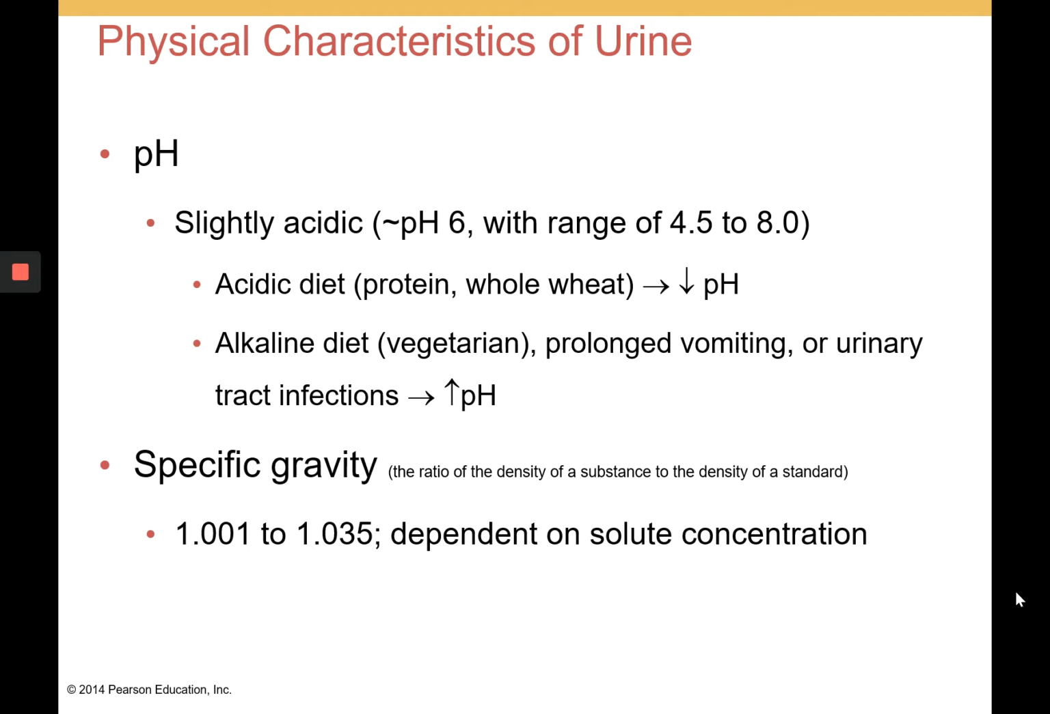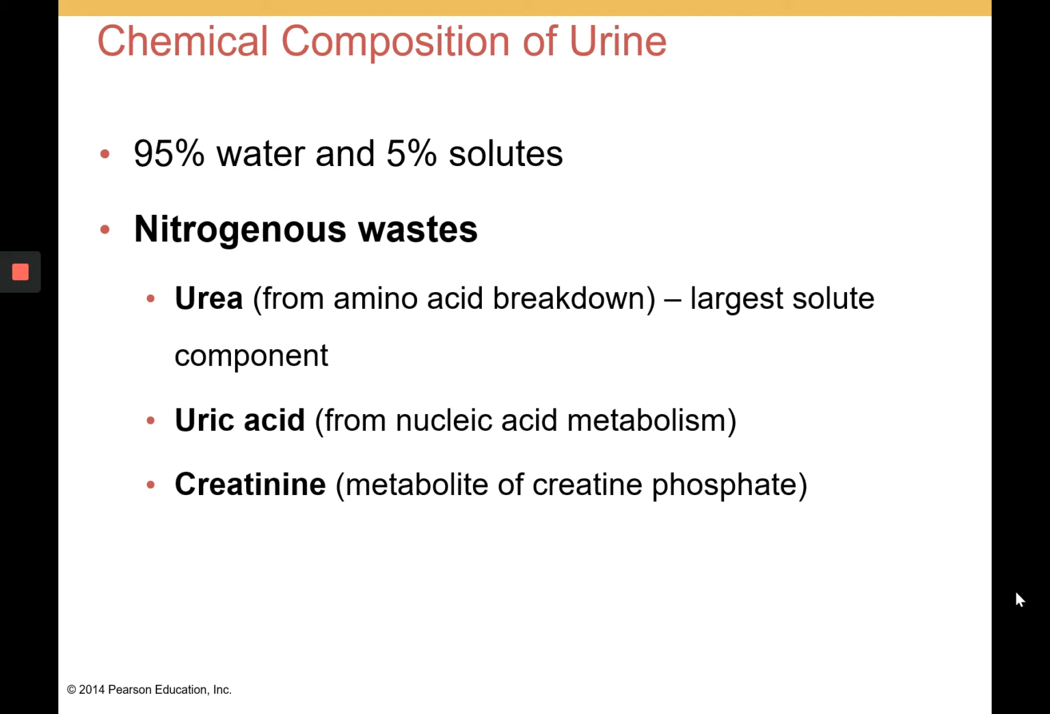So a respectable specific gravity for urine is about 1.001 to 1.035. So there's going to be a little bit of stuff dissolved in urine, but it's mainly going to be water. So you see here it's 95% water and only 5% solutes. Some of the solutes are nitrogenous waste: urea, uric acid, creatinine. Those are breakdown products of, for example, amino acid breakdown or nucleic acid metabolism, or even creatine phosphate.